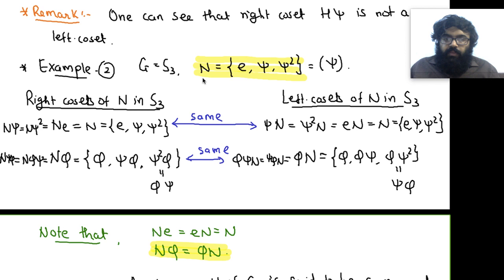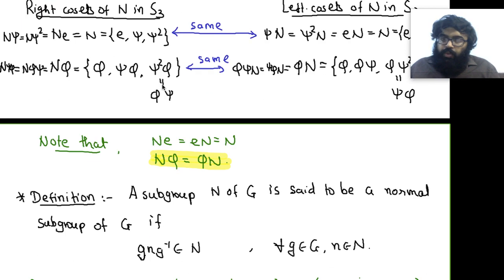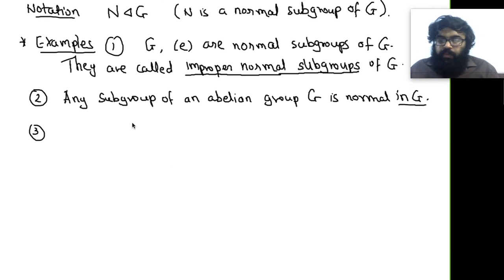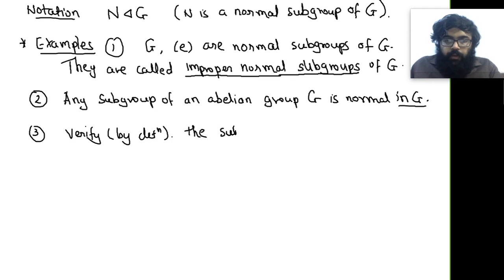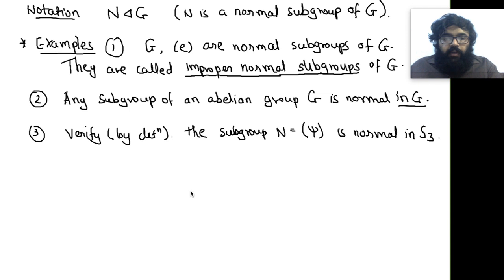This one, N, we have taken as {e, psi, psi square}. It is normal in S3. So I just state it as an example, and I leave it for you for verification as per the definition, which we do not require actually. Verify by definition the subgroup N, which is nothing but the cyclic subgroup generated by psi. So psi, psi square, and then psi cube is identity. So {e, psi, psi square} is normal in S3. Just verify this by definition, that this is a normal subgroup in S3. And in that case, these are examples, but we also verify that the first example H is not normal in S3. So check whether H is normal in S3 or not.